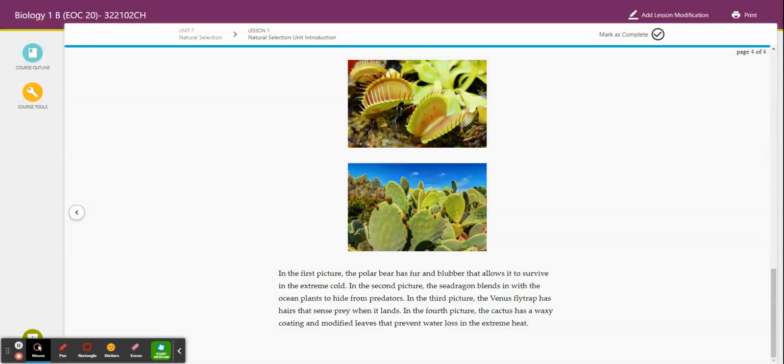In the third picture, the Venus flytrap has hairs that sense prey when it lands. In the fourth picture, the cactus has a waxy coating and modified leaves that prevent water loss in the extreme heat.